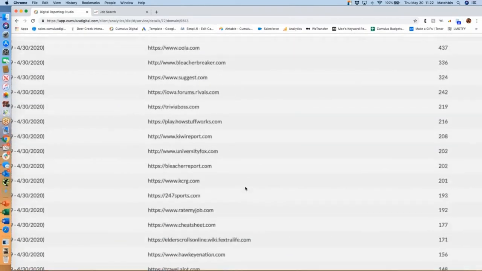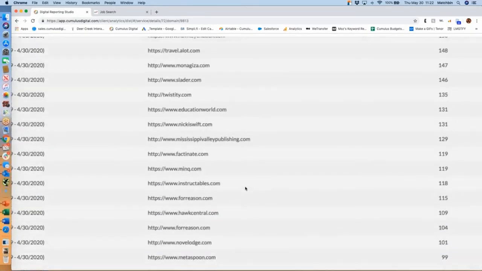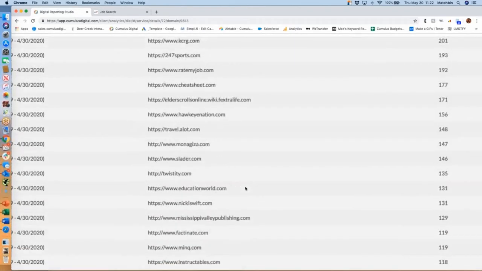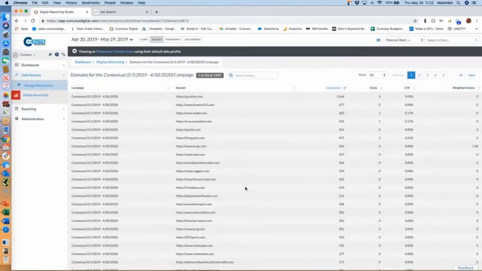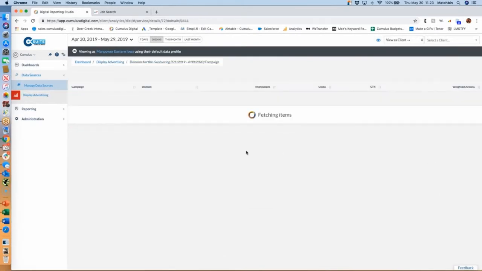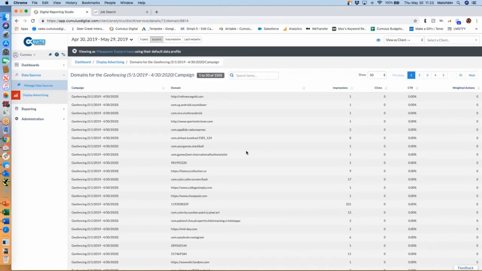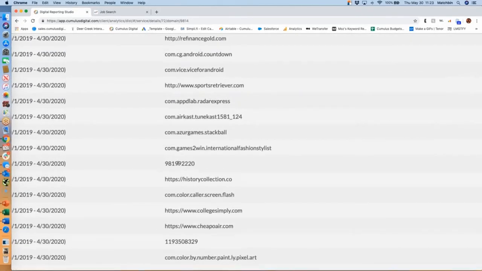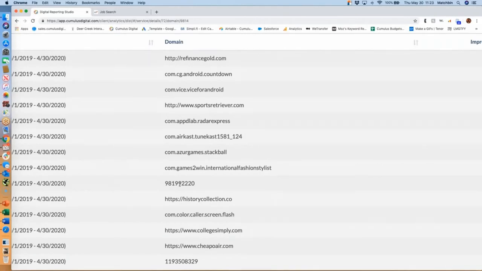Now, if I can come down here and find, actually, you know what, this is contextual. So let me go back here. I'm going to go to the geofencing, go to view domains. And when this populates, you're going to see not only websites, but also numbers. So right here, for example, you can see websites. This is great. But what's this number? That's not a website. What I'm going to do is copy that.